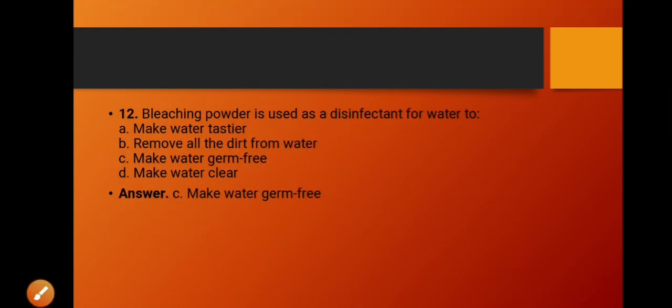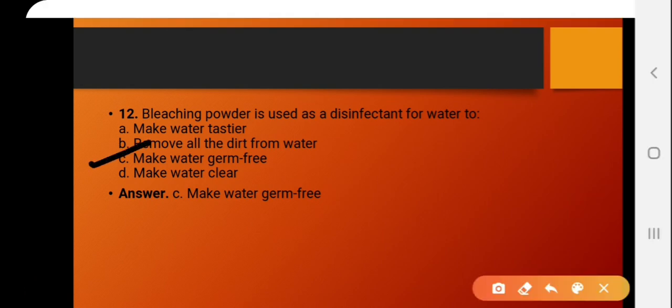Then next is: bleaching powder is used as a disinfectant for water. To make water tastier, remove all the dirt from water, make water germ free, make water clear. You all know bleaching powder is used to make water germ free. So the answer is C.